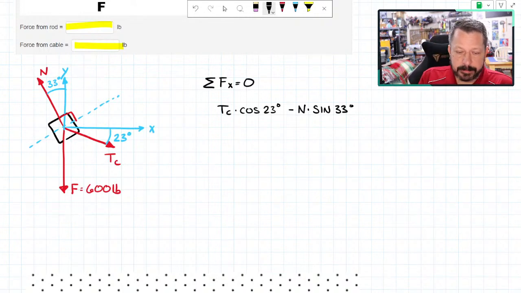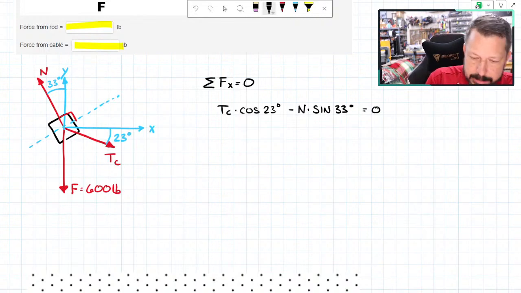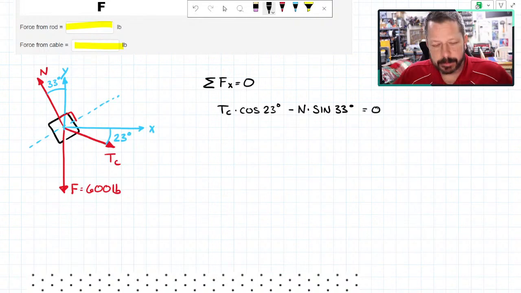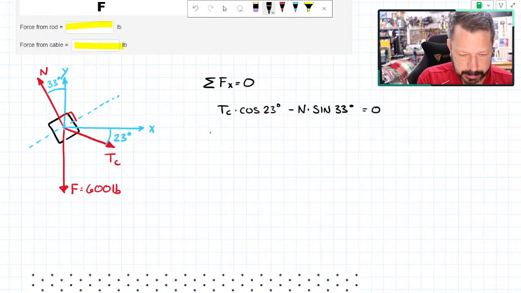The equation says that if I take all the x components and add them together, they have to equal 0. I did not put F in there because it doesn't have an x component. It's going straight down. Nothing specifically says that, except that I know it's the gravitational force, and nothing tells me it's not going straight down, so I'm going to assume it is, which it is. All right, so that's our equation. I can't solve that. It has two unknowns, TC and N, so I can't do anything with it. So let's write the other equation.